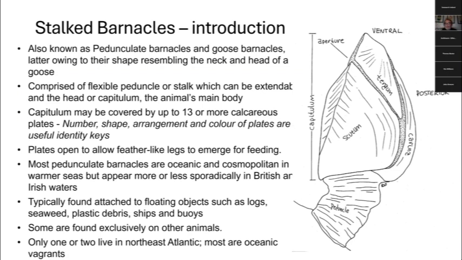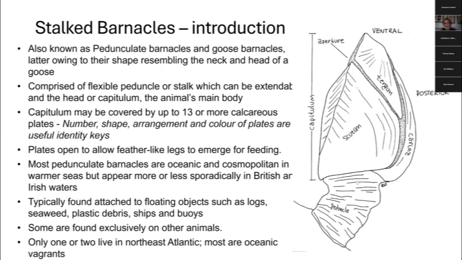So as perhaps many of you will know, they consist of a flexible stalk or peduncle, which can be extended in some species. So it's the peduncle and also the head, or capitulum. You can see this label here says capitulum, and this is the peduncle down here in this drawing that I've borrowed. So this is the equivalent of the body of the barnacle, if you like, with all the calcareous plates and things enclosing the animal inside.